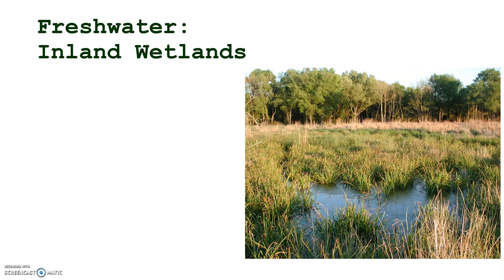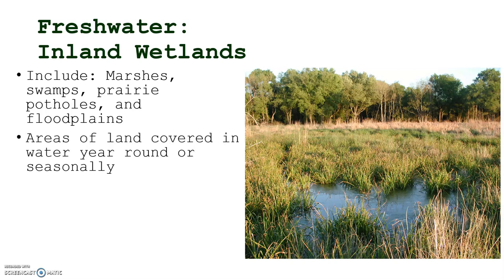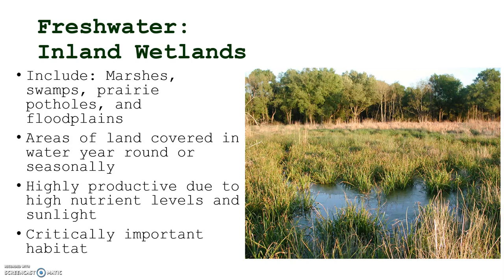Freshwater inland wetlands include marshes, swamps, prairie potholes, and floodplains. They are areas of land covered in water year-round or seasonally. They're highly productive due to the high nutrient levels and sunlight, and they're a critically important habitat, both for storing water and for filtering water.